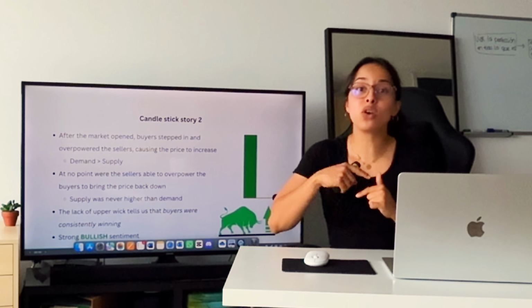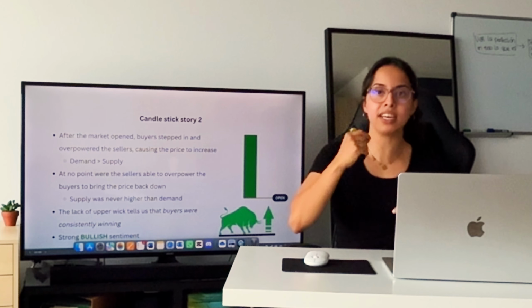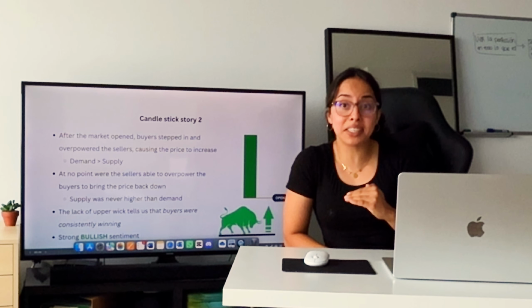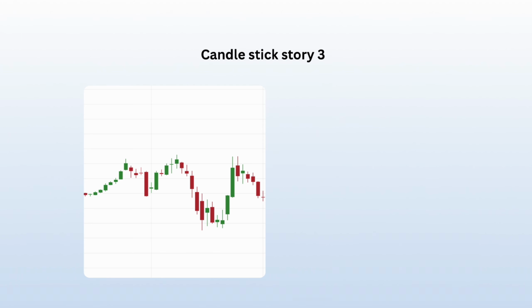So whenever you have a green rectangle candlestick that is completely filled in, it's completely green, you can conclude, okay, there was strong sentiment in the upwards direction, a bullish sentiment. Now let's take a look at a third example.